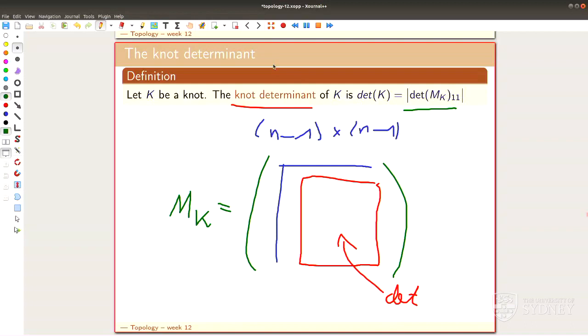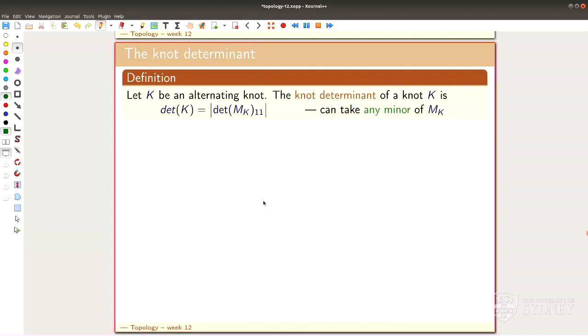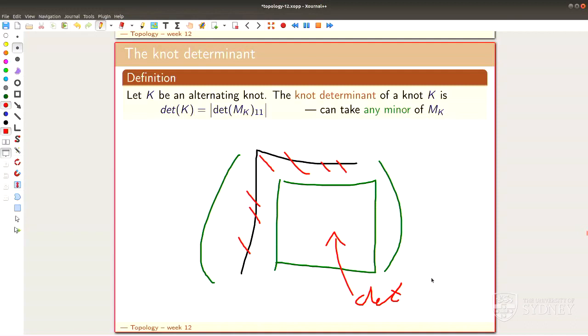I skip. Again, if you want to look at the calculations, I did all of them, but let me just say it again. The very, very important definition: the knot determinant is the determinant of the slightly castrated knot matrix. I draw the picture again because it's important. You just get rid of the first column and row. So this is gone, and you compute the determinant of this beast here. And that's the knot determinant.